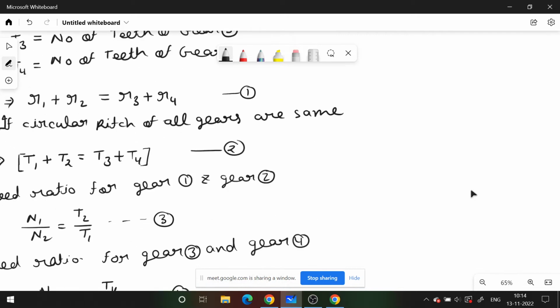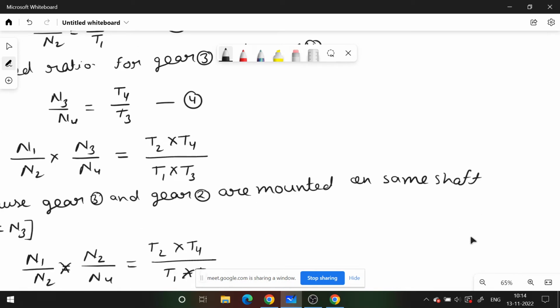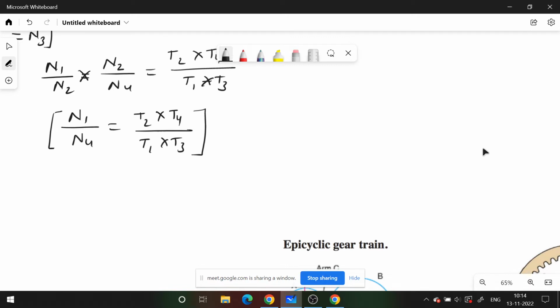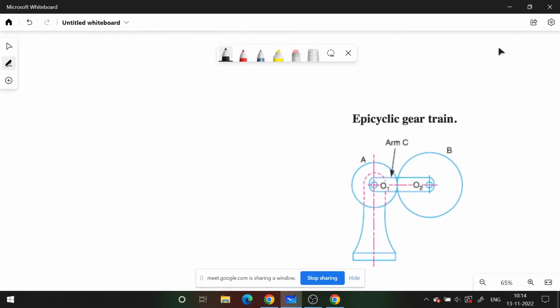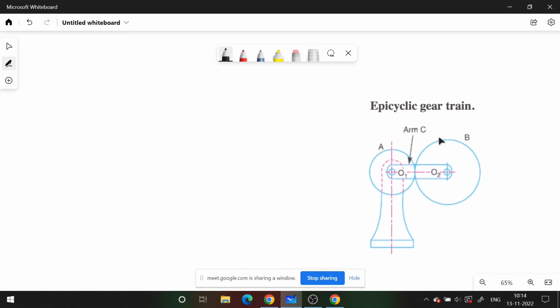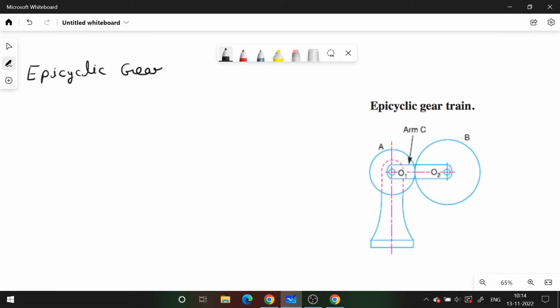Now we will discuss epicyclic gear trains. What is an epicyclic gear train? Epicyclic gear train.